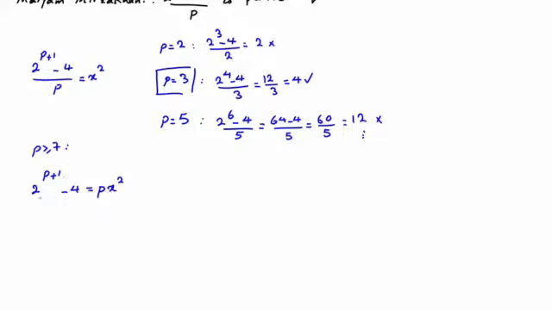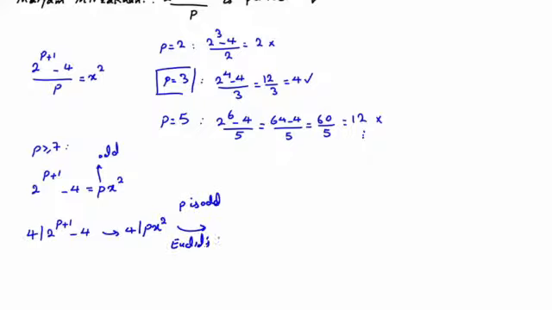So the left hand side is a multiple of 4, because 2^(p+1) is a multiple of 4, minus 4 is a multiple of 4. Since p is odd, the right hand side is also a multiple of 4. So 4 divides 2^(p+1) - 4, and 4 divides px^2. Because p is odd, we can cancel p by Euclid's lemma. We call it Euclid's lemma when something divides the product of two things, and 4 and p are relatively prime, so we can cancel p. 4 divides x^2, so x is even.